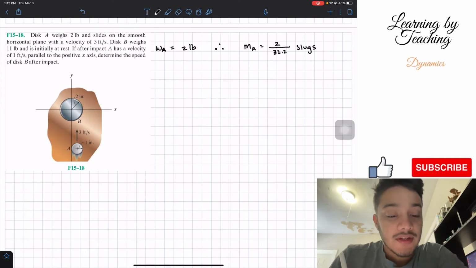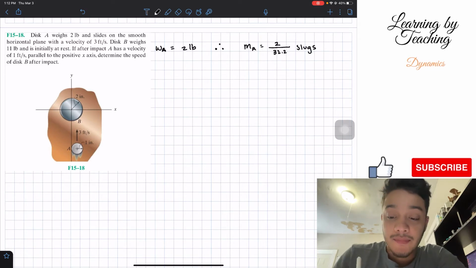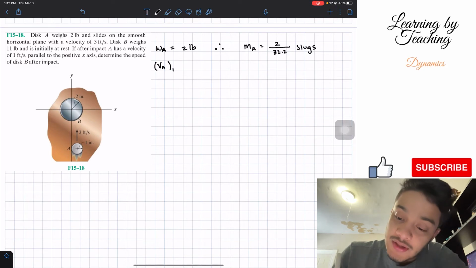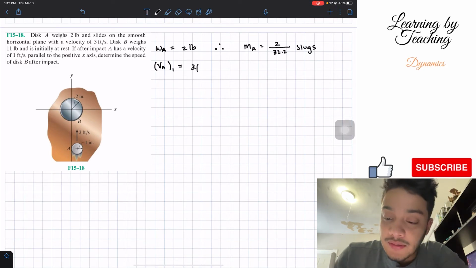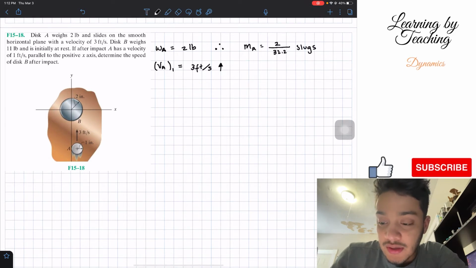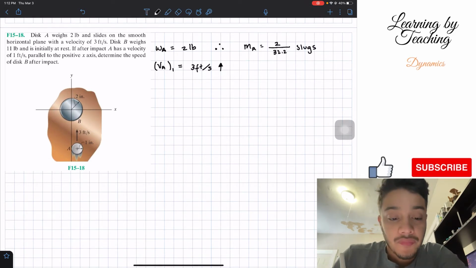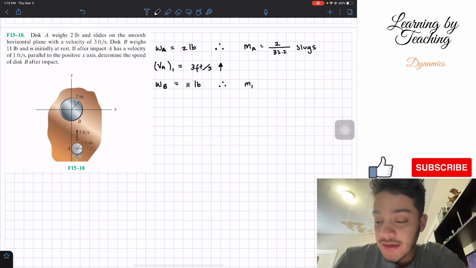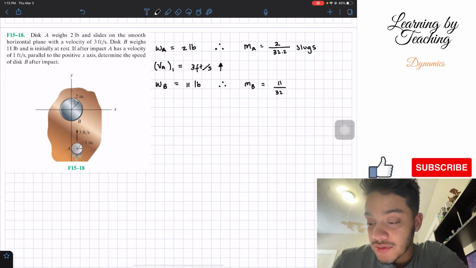Okay, the next thing they're giving me is the velocity of A. So the velocity of A initially is equal to 3 feet per second, and as we saw, it's going to be totally vertical. Then they're giving me the weight of B, which is equal to 11 pounds, and we can translate this into the mass of B is equal to 11 divided by 32.2. The unit is slugs as well.